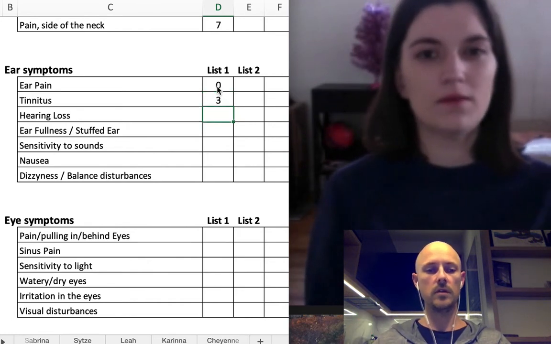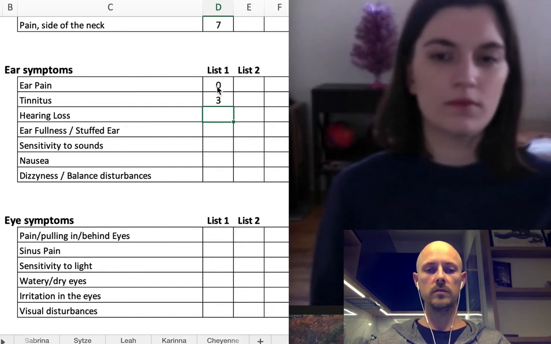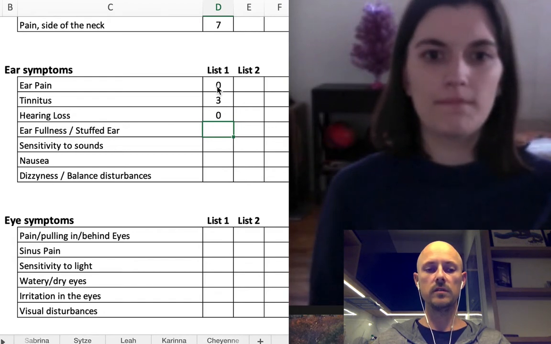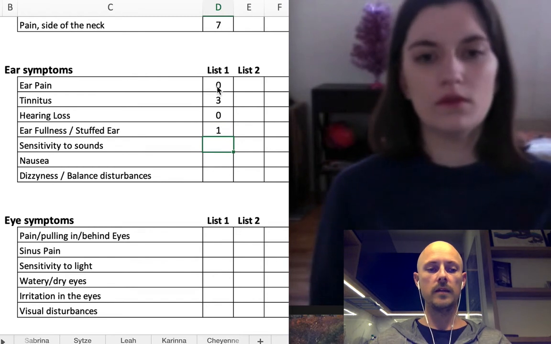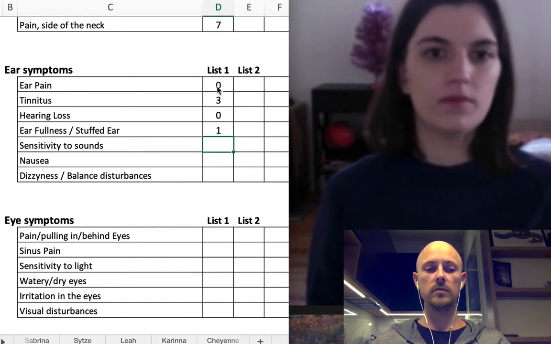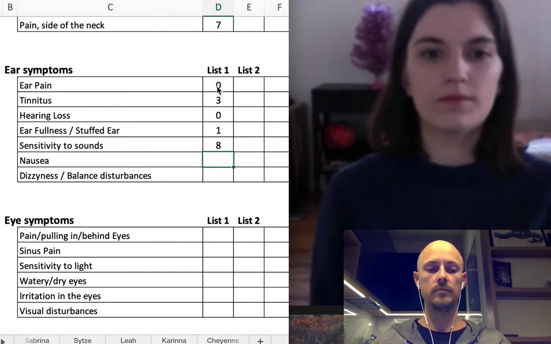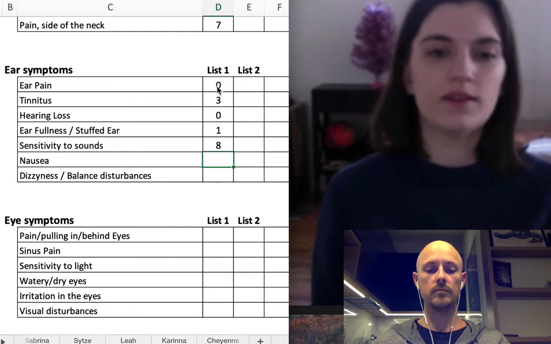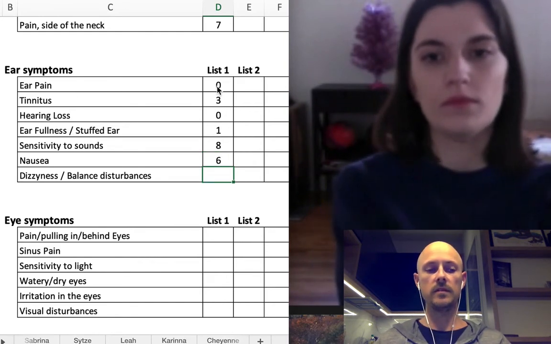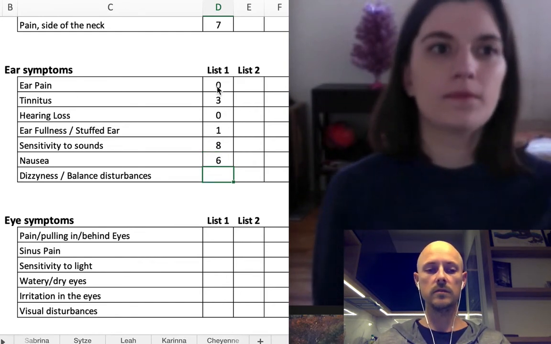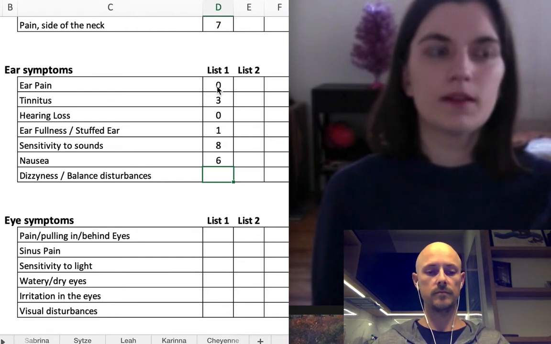Yeah. And then we have tinnitus, or ringing or hissing sound. 3. Yeah. And then we have hearing loss. 0. Yes. And then we have ear fullness or stuffed ears. 1. And then sensitivity to sounds. 8. And nausea. 6. And dizziness or balance disturbances. 7. Yeah.